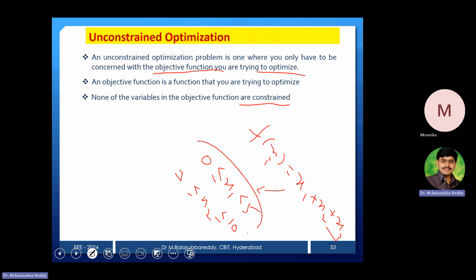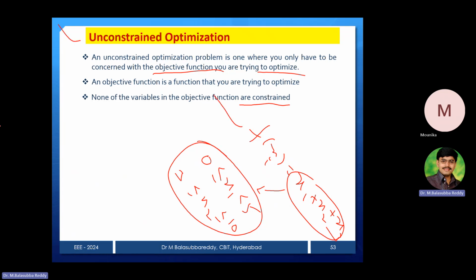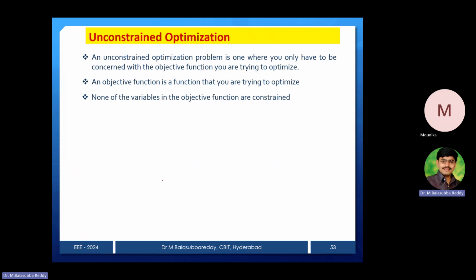Like that, if you do not mention anything, whatever value you get from minimizing the function, we call it an unconstrained optimization problem. That is what I mentioned: none of the variables has a constraint. So in that case, we can now see whether the function is a minimization or a maximization.